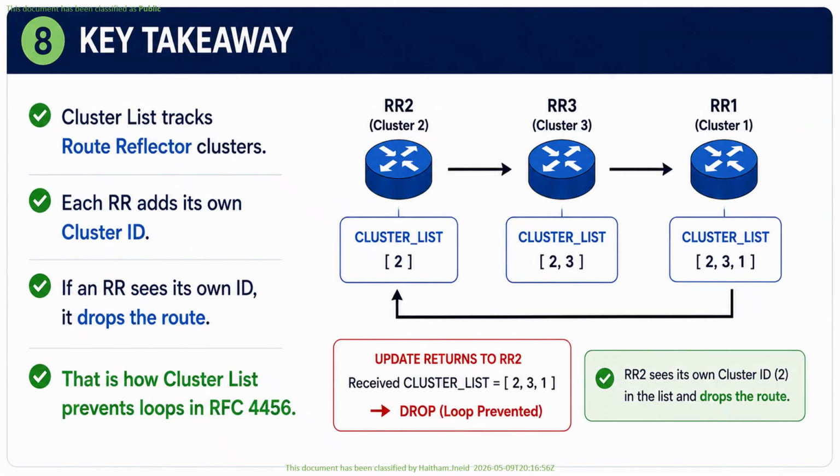So remember, the cluster list records all the cluster IDs of the route reflectors, and if an RR sees its own router ID in the BGP update message, it will drop the packet to prevent loops.